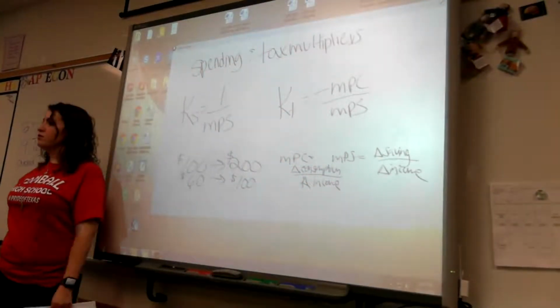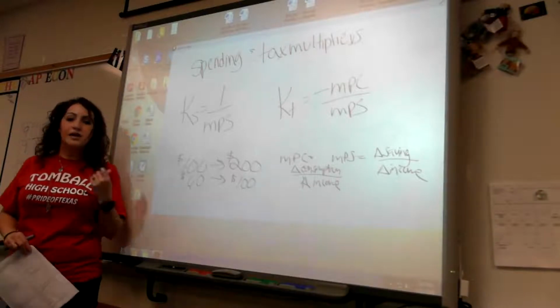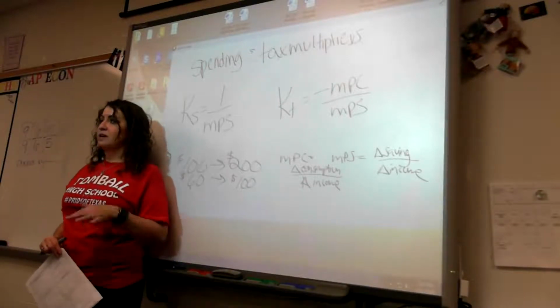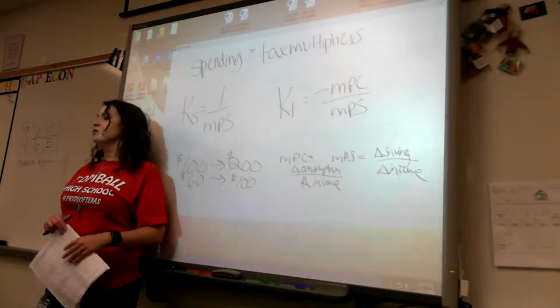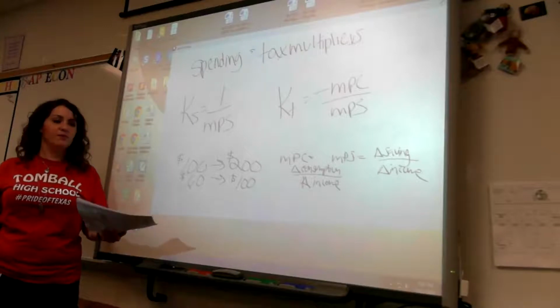And if you know one, you know the other, because if you add those two numbers together, MPC and MPS, it's always going to be equal to 1. So if I say MPC is 0.8, then you know that MPS is 0.2. So we'll see what his MPC and MPS is.